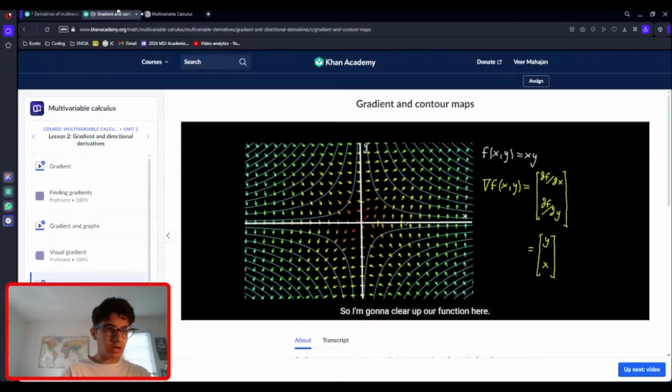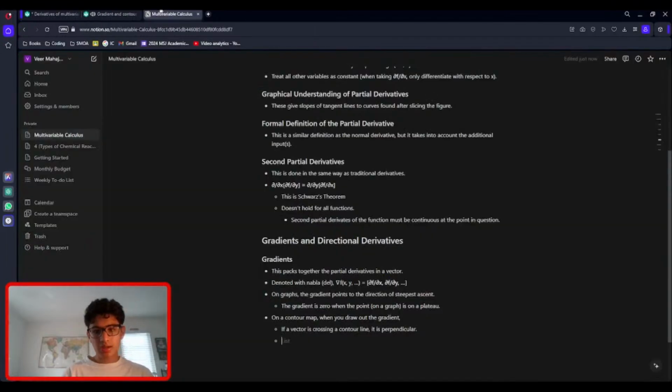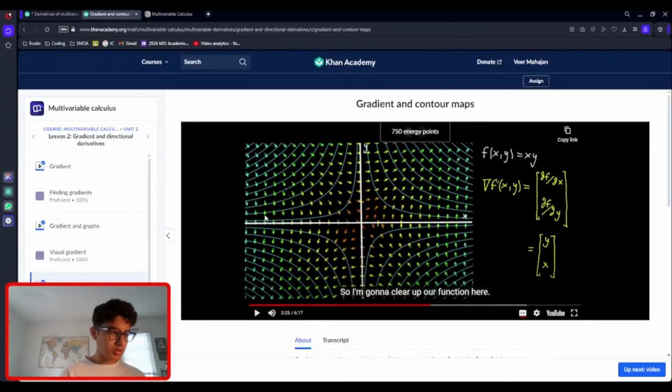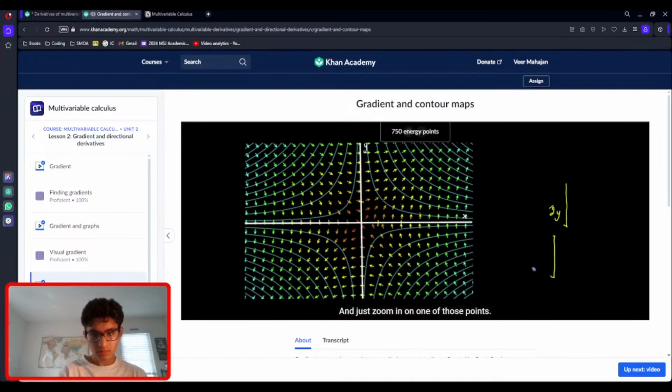Let's zoom in. Okay, I wrote down what he said just now. And now we need to figure out the reason and mention that as well, obviously, for the notes. We're going to clear up our function here, clear up all of the information about it, and just zoom in on one of those points. So let's say like right here.